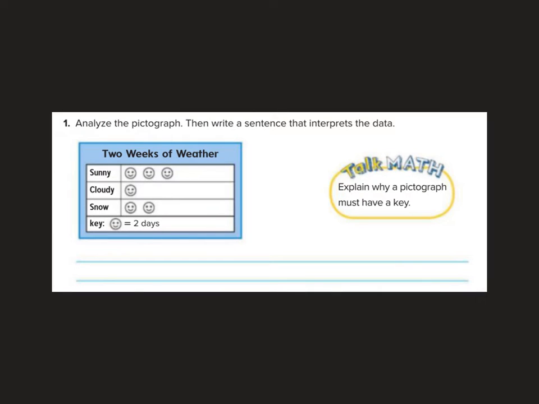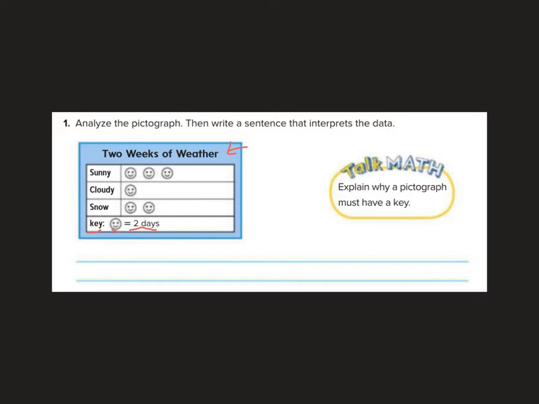Analyze the pictograph, then write a sentence that interprets the data. Okay, so when we're analyzing a pictograph, here's what goes through my head. I read the title. 2 weeks of weather. Okay. So if I'm doing 2 weeks of weather, then I should have 14 days up there, I would think. Okay, so then I'm going to go down to the key. Okay, each smiley face means 2 days.